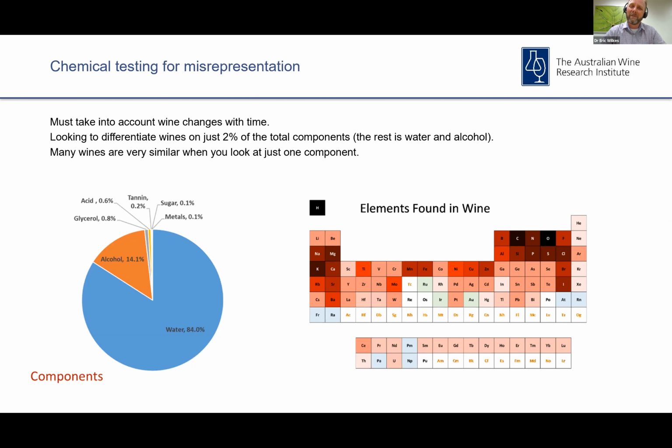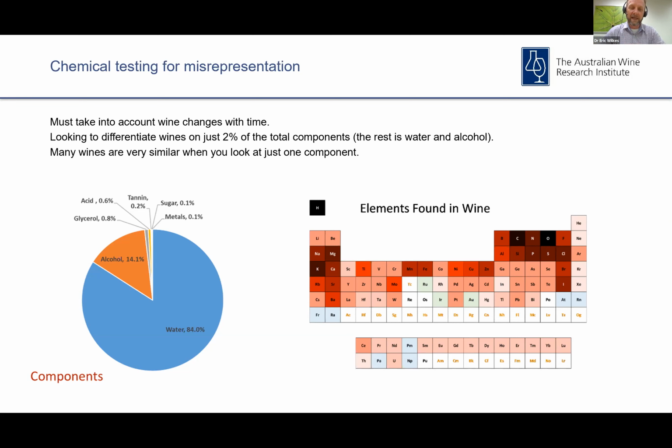The other thing to keep in mind is that all wines are differentiated by just 2% of what they are. The other 98% is just ethanol and water, or alcohol and water. So we don't have this massive sort of differences across wines. All the wines in the world are differentiated by just that 2%. So if we only look at one component, be it one of the organic compounds or one of the metals, then there's a good chance that they will be the same from two different regions. So it's something to be considered there.